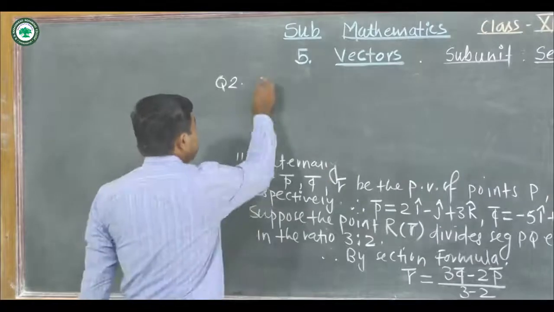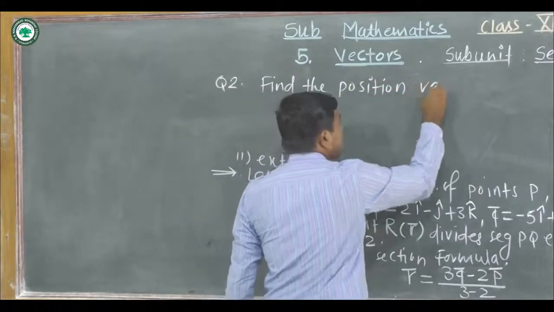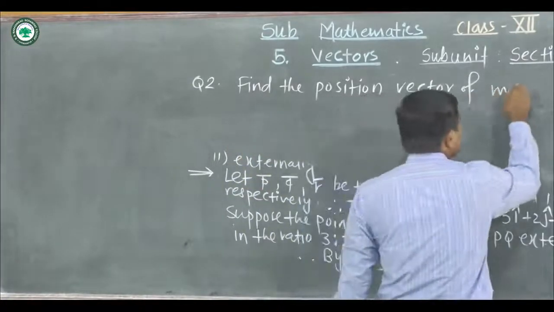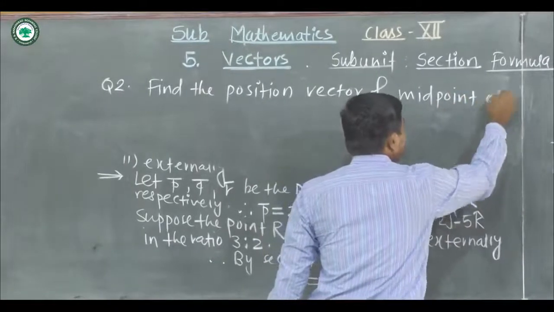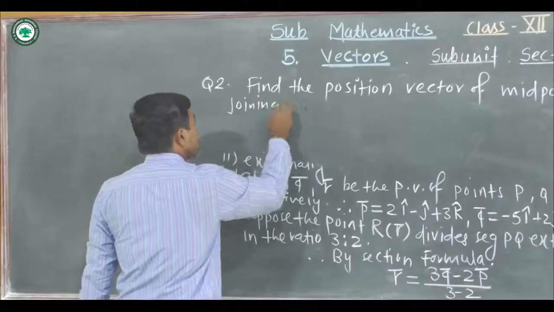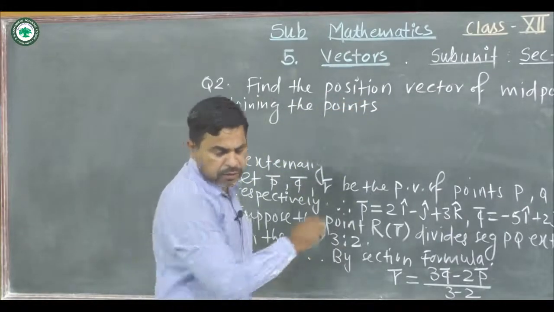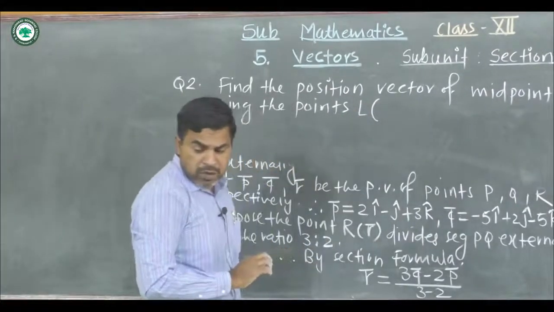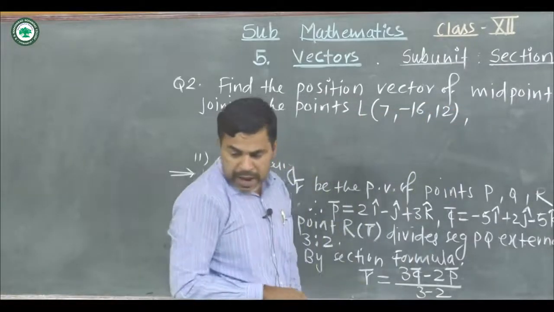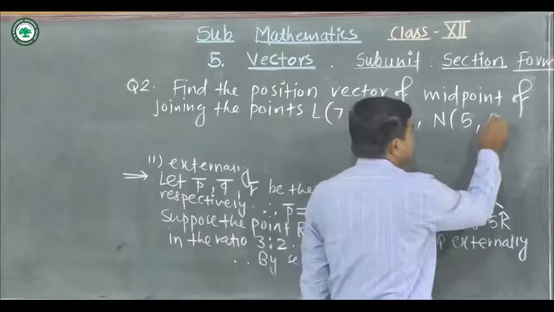Find the position vector of the midpoint of the line joining the points L, having coordinates (7, -6, 12), and N, having coordinates (5, 4, -2).